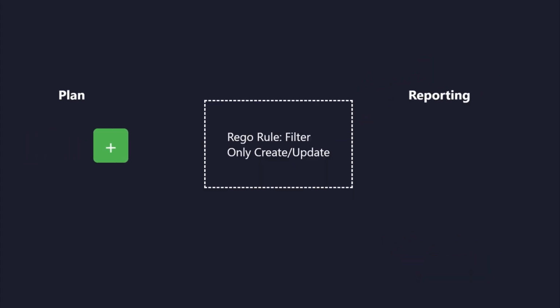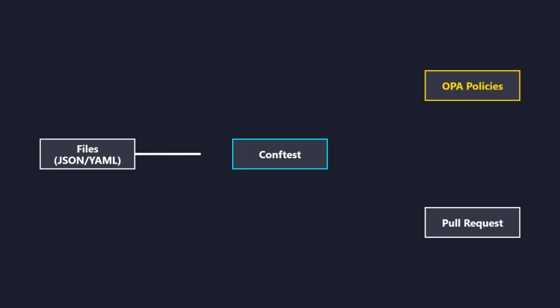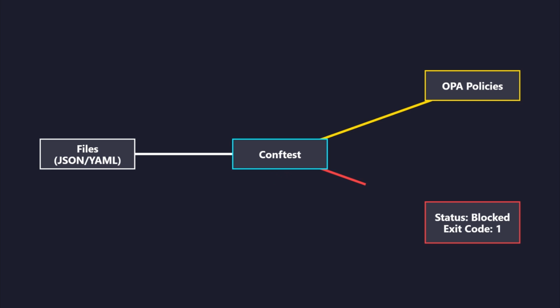REGO rules should be written to iterate through the resource changes in the plan. Filter for resources being created or updated while ignoring those marked for deletion to reduce false positives in your reporting. Conftest is a utility that makes running Open Policy Agent tests against structured files simple. It returns a non-zero exit code if policies fail, which automatically stops the pull request from being mergeable.